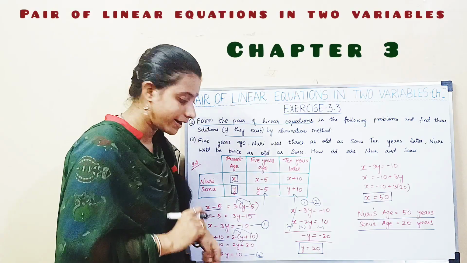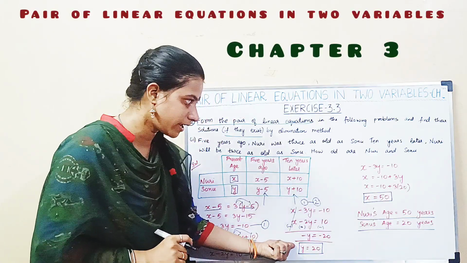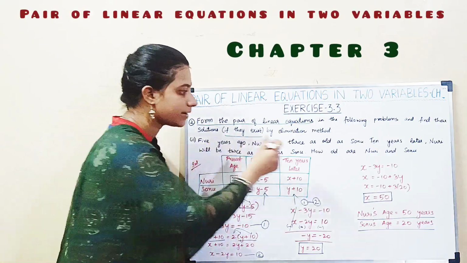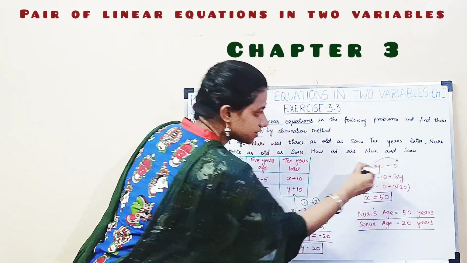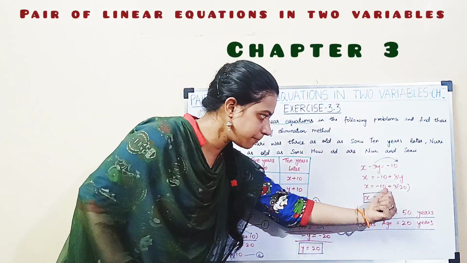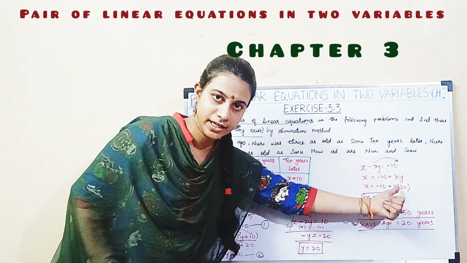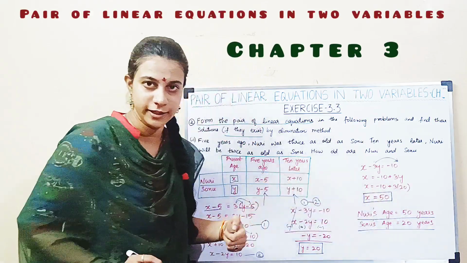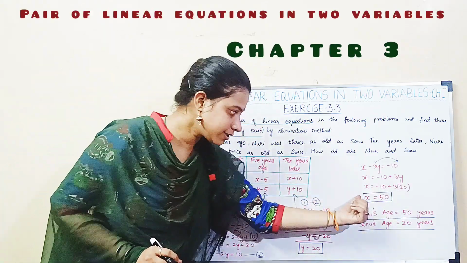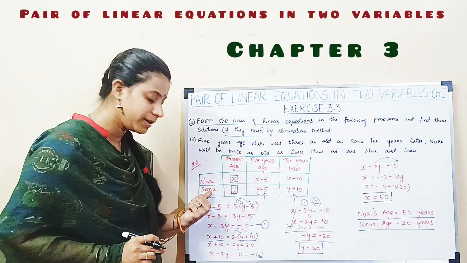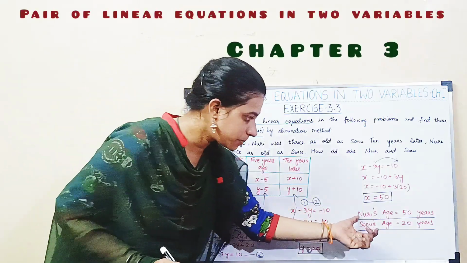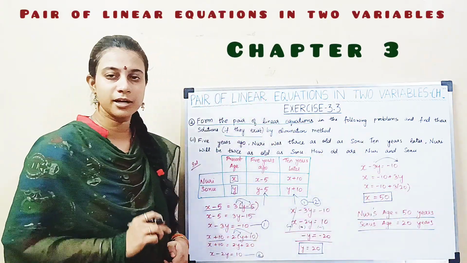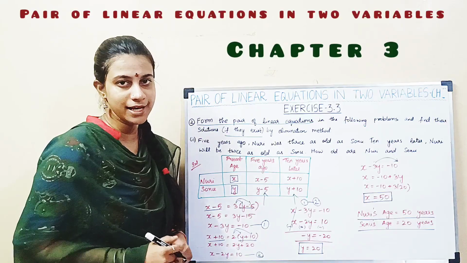Now to find the value of x, we are going to substitute this y value in equation 1. So x minus 3y is equal to minus 10, x is equal to minus 10 plus 3y, and x is equal to minus 10 plus 3 into 20. 3 into 20 will be 60. So x will be equal to 60 minus 10, which is nothing but 50. So we have considered x to be Nuri's age and y to be Sonu's present age. So Nuri's present age is 50 years and Sonu's present age is 20 years. With this we are completing the second subdivision. Now let's move on to the next question.